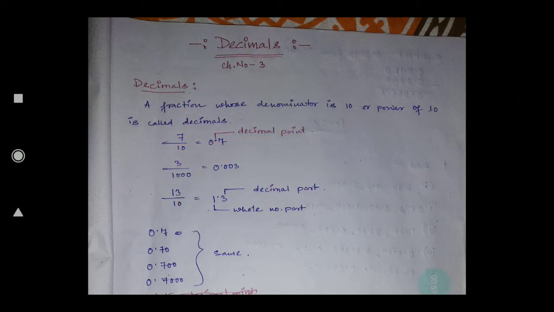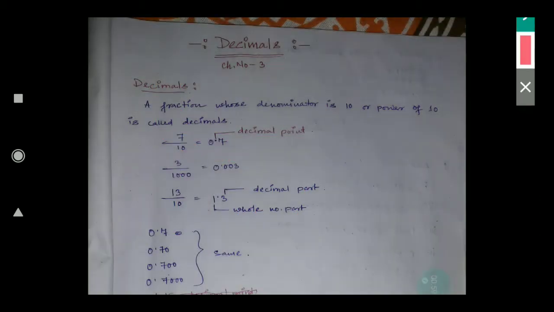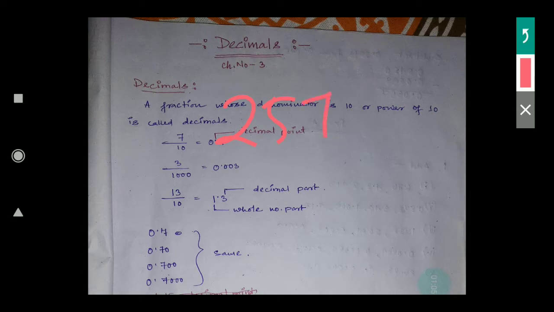So if any number is written, suppose 257 is given, but the denominator is given as 10 cube, then this number is called a decimal number.